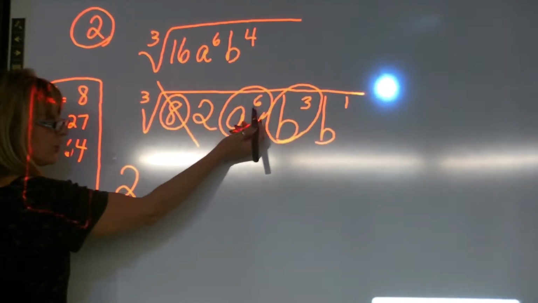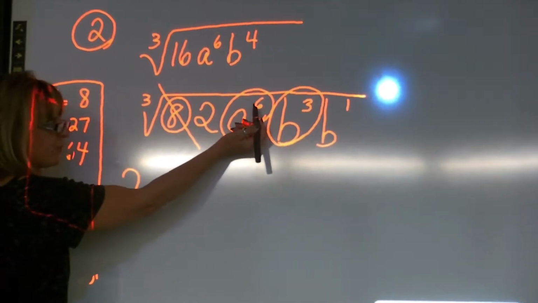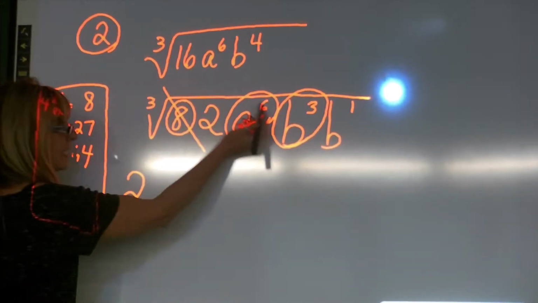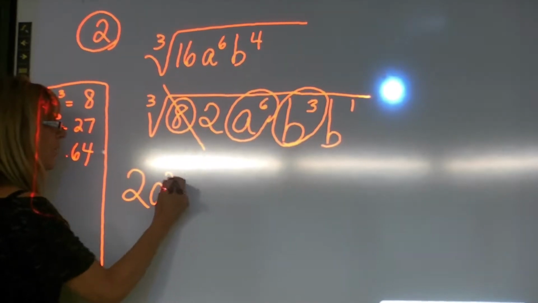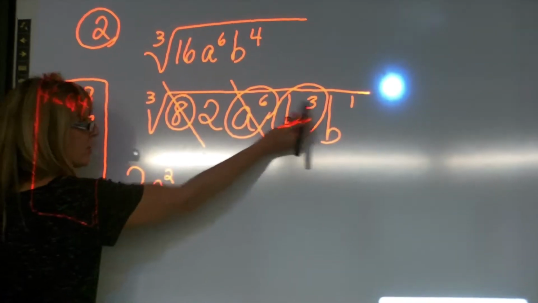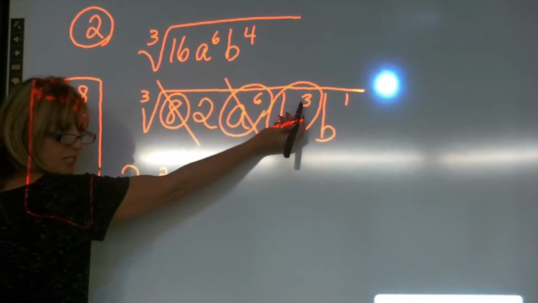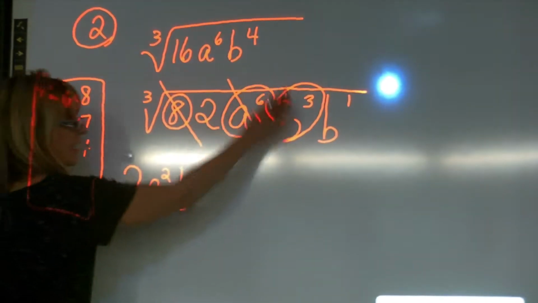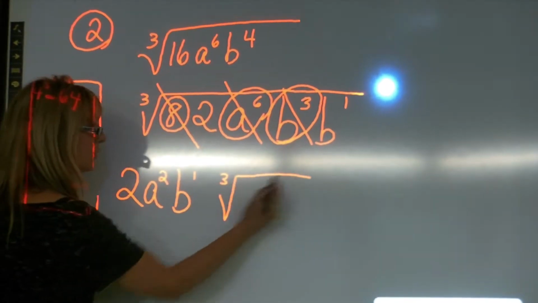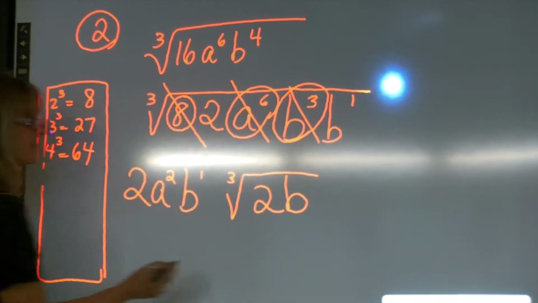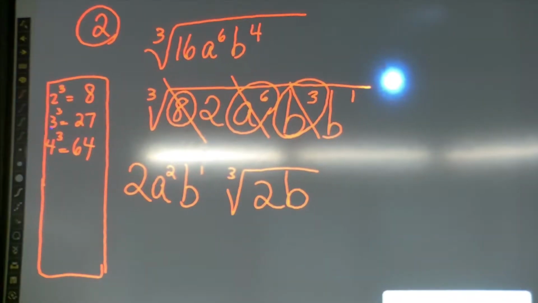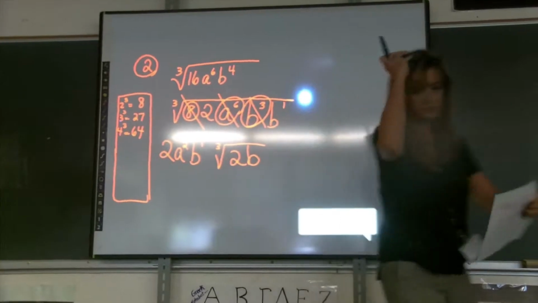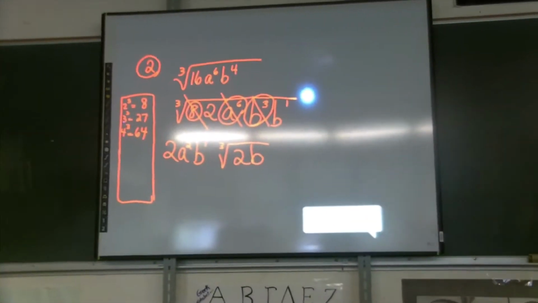When you take the cube root of a to the 6th, it's as if you're taking the exponent and dividing it by 3. So 6 divided by 3 is a squared. B cubed, the cube root of b cubed, it's like you're taking 3 and dividing it by 3. You get b to the 1st. And then left inside is the cube root of 2b. Who had it? Okay, if not, I want you to do it again. I want you to break down your cubes. All right, you can stop.